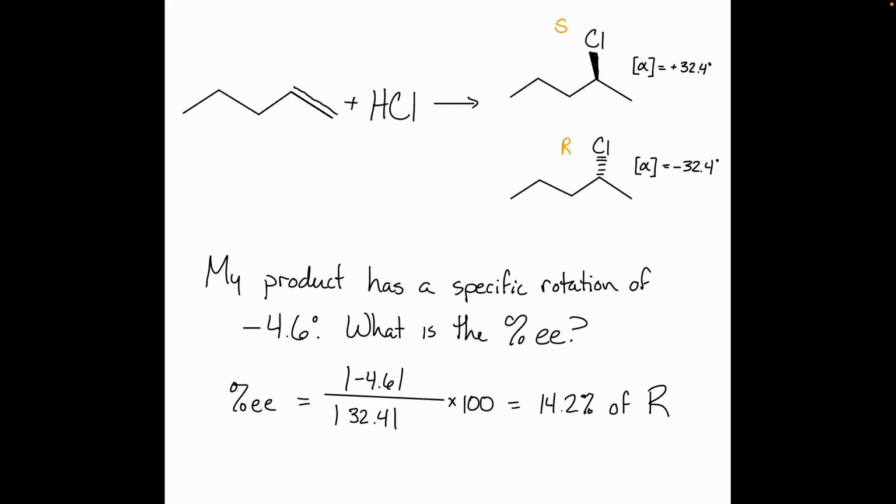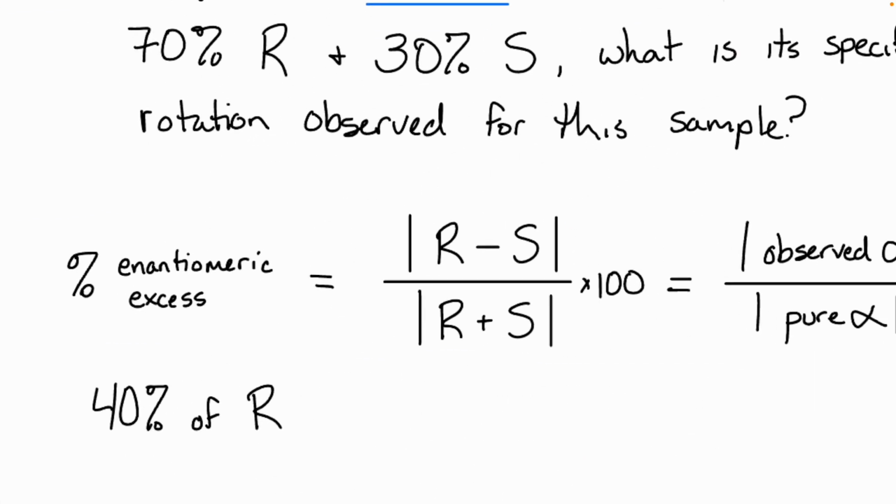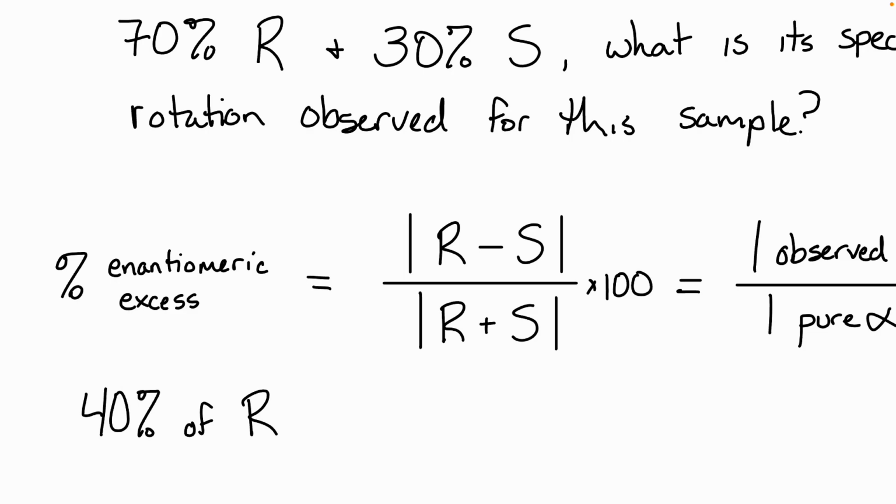What would be the specific rotation of a sample that had a 50-50 mixture of R and S? If I had an equal amount of R and S stereoisomer in there, what would be the specific rotation of that sample? Zero, absolutely, right? The R rotates it one way. The S rotates it back the other way. If there's equal amounts in there, there's not going to be any net rotation. And you can convince yourself of that with this formula as well, right? 50 minus 50 gives you a 0% enantiomeric excess.